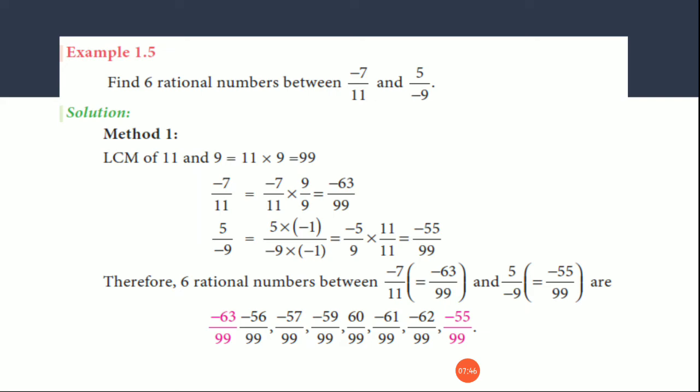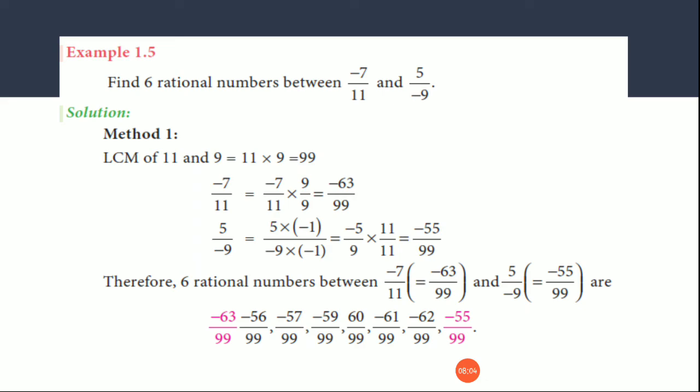First method, what should we do? First, for everything we should make the denominators the same. Once you make the denominators the same, the sum is very simple. Okay, so 11 and minus 9. What is the LCM for this? 99, because we don't have anything in common between them, so directly we can multiply.